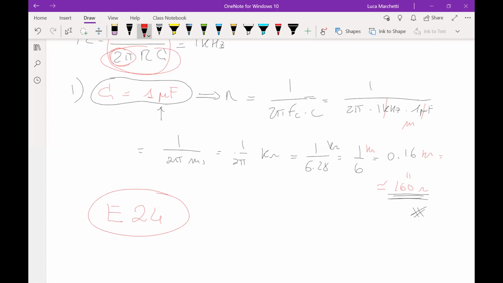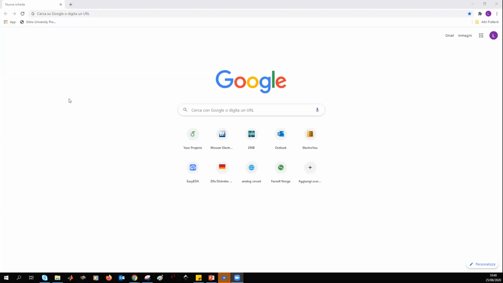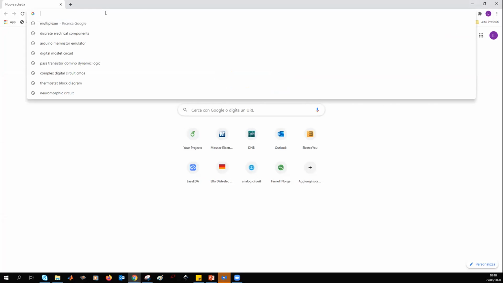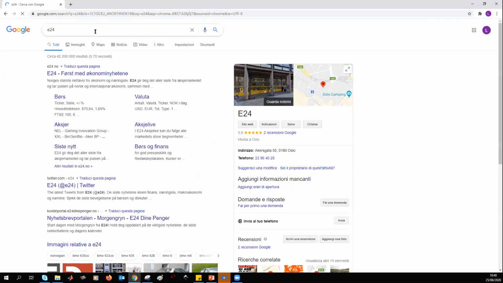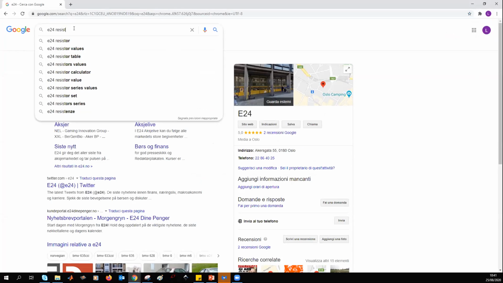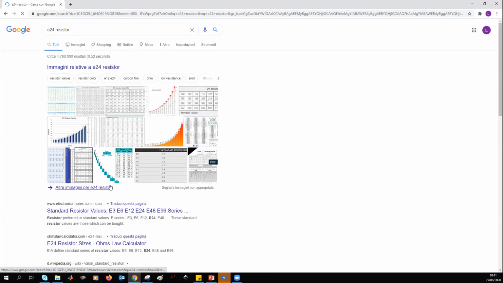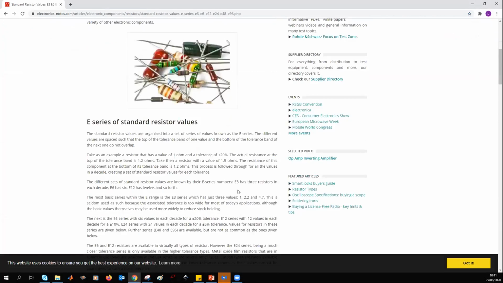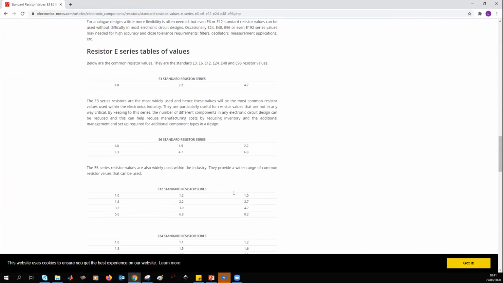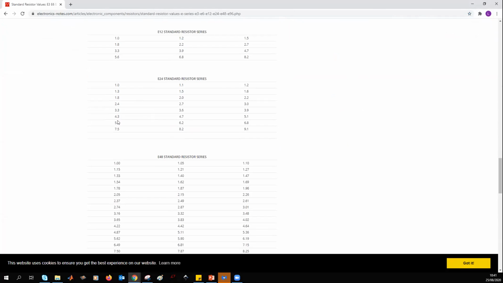Let me see if I can open here maybe. Let's see. So then I share here my screen. I hope you can see my screen. And I now Google E24. I can write E24 resistor, for example, which is much easier. And then you can take whatever table here it is. I just opened the first website. Here it is. So here you can find the values.